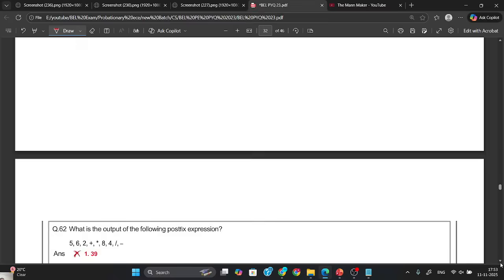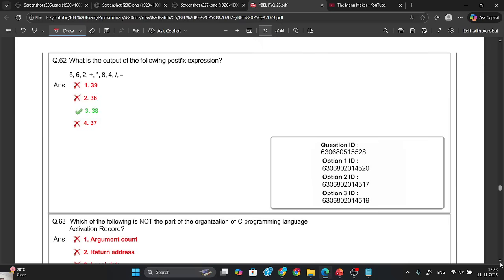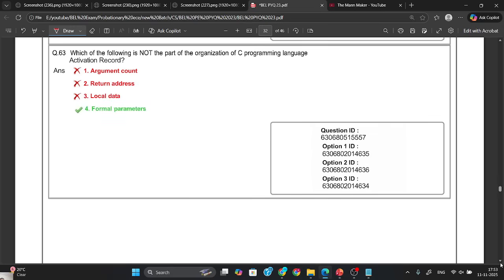Okay, next one. What is the output of the following postfix expression? Okay, what is the output of this one? So if you solve this one, you will get around 38. Option 3 is your right answer. Which of the following is not a part of the organization of the C programming language? So formal parameter is not part of the C programming language. Okay.